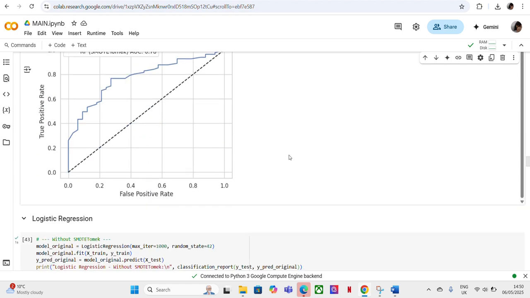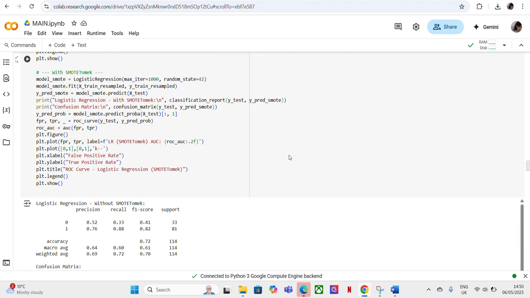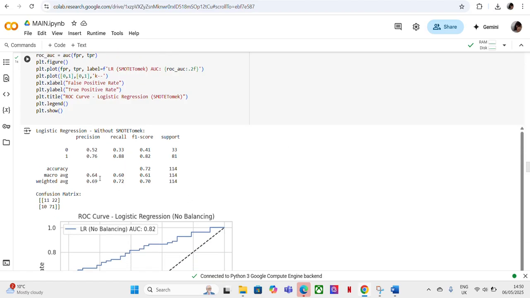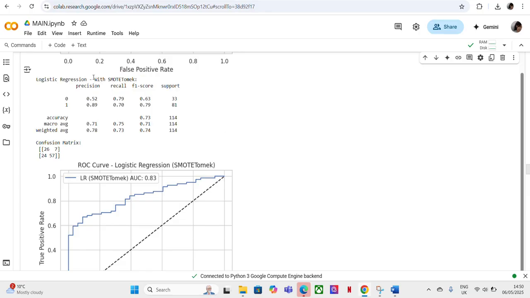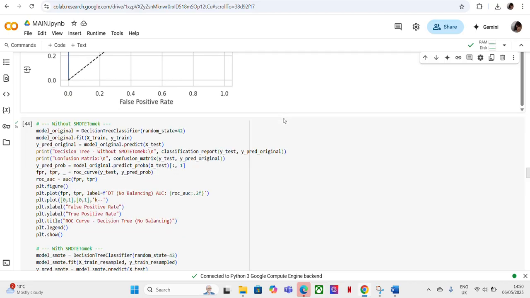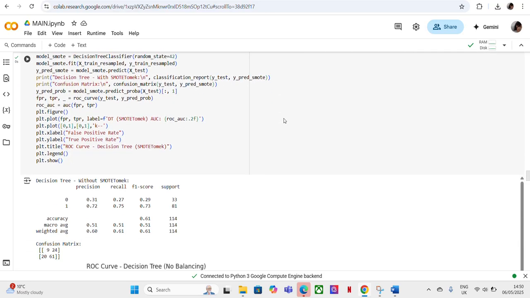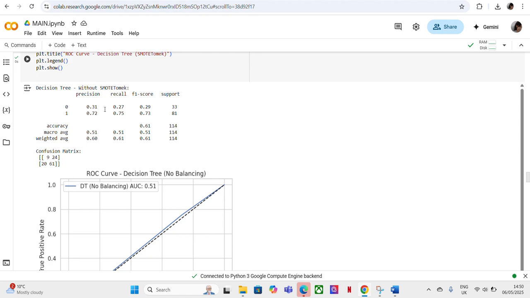And next is logistic regression. In logistic regression, the accuracy is around 72%, and when we check the confusion matrix, 11 out of 33 class 0 were predicted correctly. So it is good for class 1, but class 0 has poor performance. After applying SMOTE, the accuracy increased, and we can see that it is 73%.